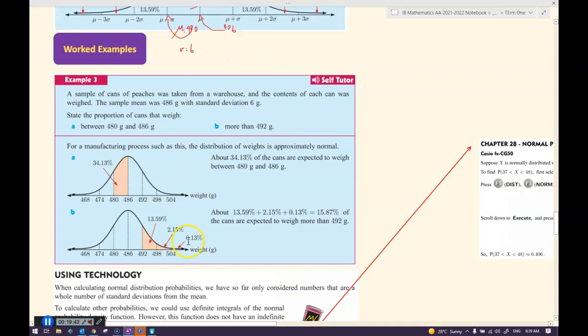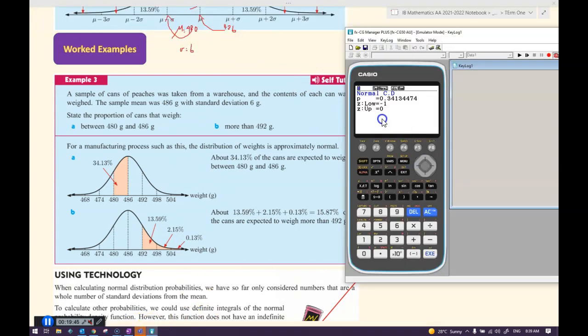Just going to change that back because it's annoying me. Alright, what about when I'm doing the next one? I wanted to know greater than 492. So I have 492. Now you have to choose an upper limit. But this is a continuous function. It goes on forever in theory. So how big a number do I choose?